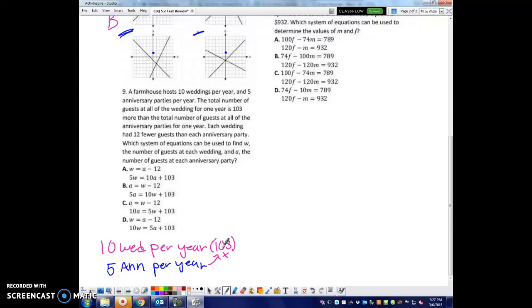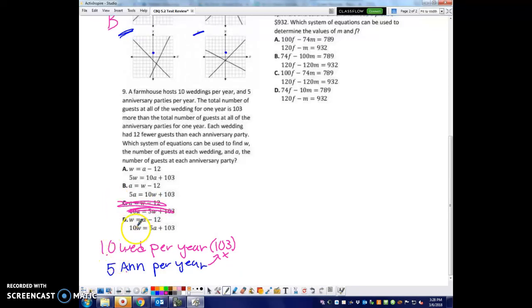Okay. Each wedding has 12 fewer guests than each anniversary party. Which system of equations can be used to find W, the number of guests at each wedding, and A, the number of guests at each anniversary party? So here's what I'm already going to tell you. 5 goes with anniversary parties and 10 goes with weddings. So let's just go through and make sure that matches. See right here? They have 5 weddings and 10 anniversaries. That doesn't match. So C's gone.